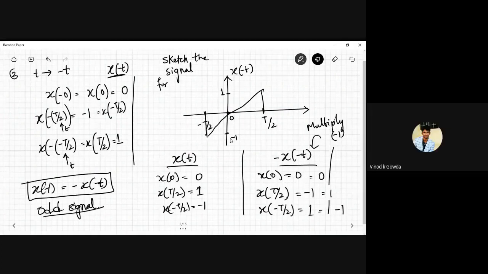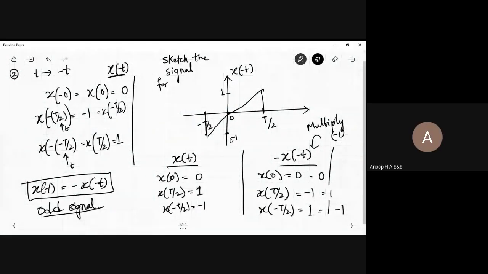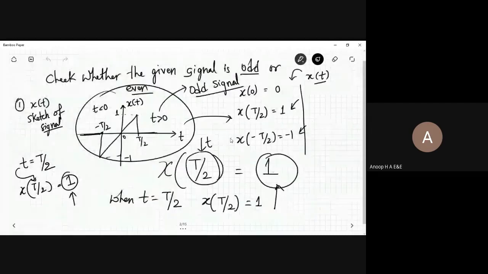Sir, can you explain the last step, sir? Yeah. Okay, just a moment. Hope you have understood this one, no? Yes, sir.